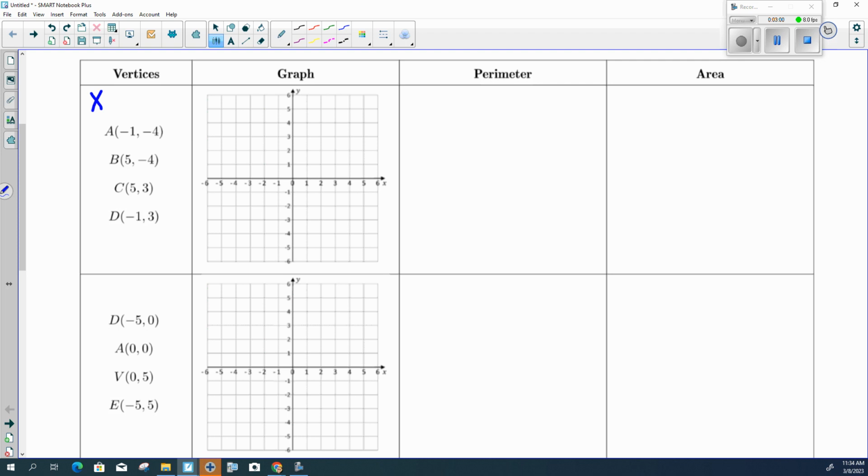So the first number in an ordered pair is your x value. And on the x-axis, it tells you how far to go left or right. Left if it's negative, right if it's positive. The next value represents your y, or vertical, up and down. How far up will I go? How far down will I go to get this point?